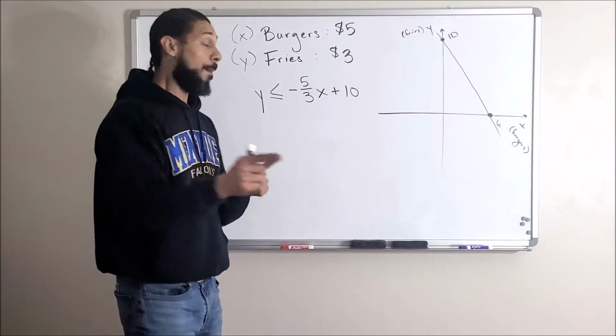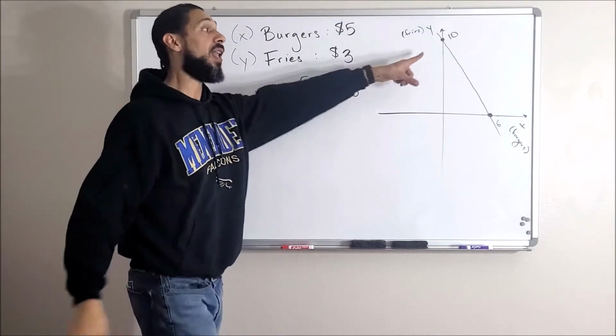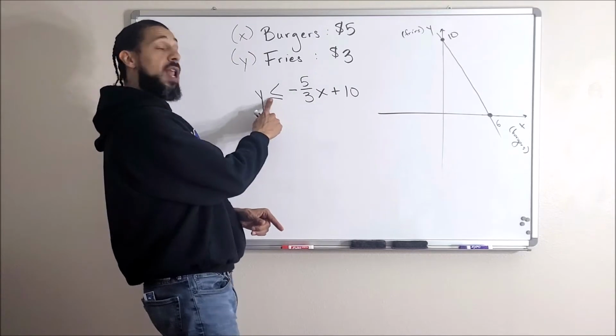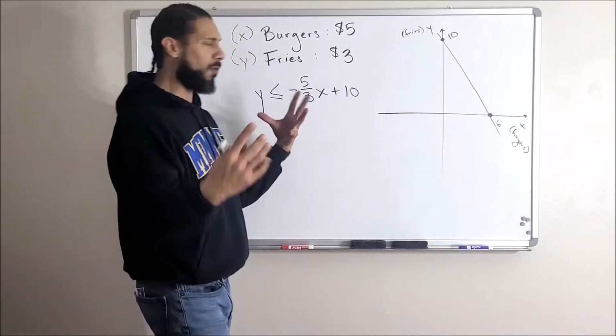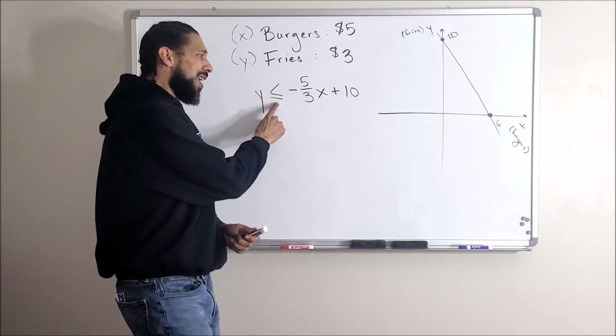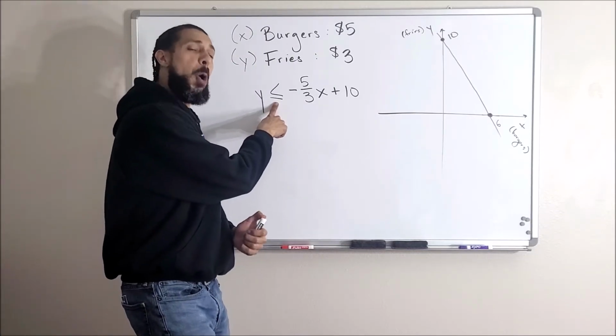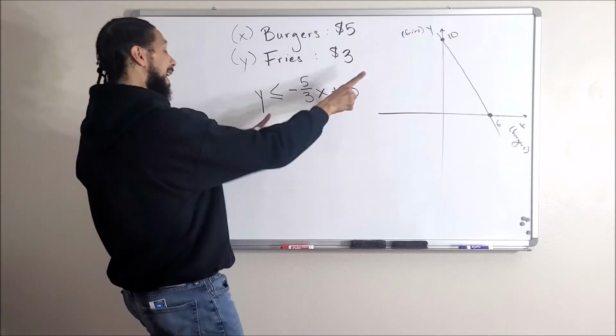Now, remember, because this is an inequality, that line could be dotted. If this line wasn't there, if this just said y is less than, that would be a dotted line. And now don't forget the shading. Yeah, we got to shade everything less than or below that line, like this.